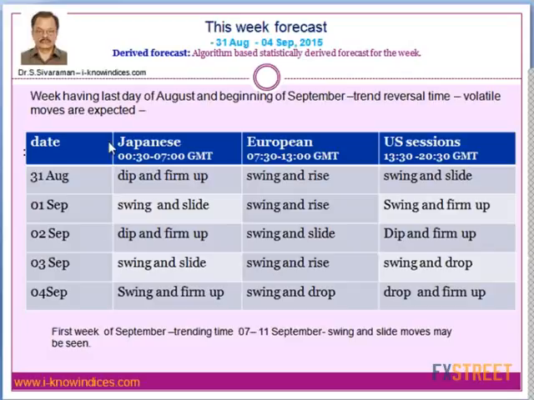Now, first of all, the expected market moves. So today, 31st of August, they are expected to make the dip and firm up move and then swing and rise during the European session. And from there, they are expected to make the slide. And tomorrow, they are expected to make a slide and hover around that level and make a dip or a drop on 2nd of September and drop during the European session, or swing and slide and then make for the dip and firm up towards close on Wednesday.